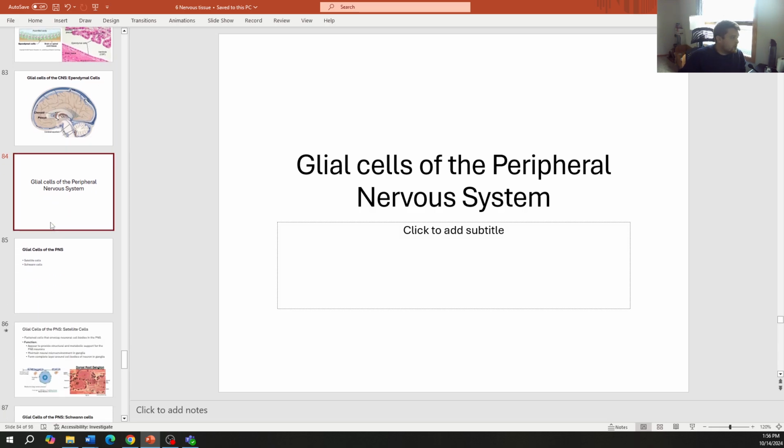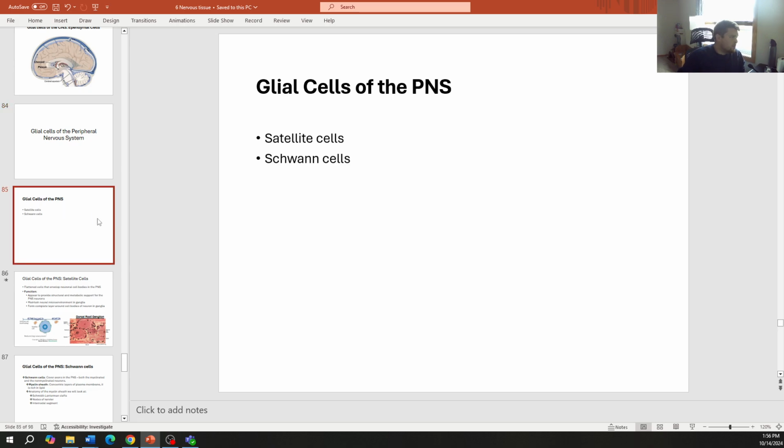Moving on to the peripheral nervous system glial cells, we have two that we want to talk about: satellite cells and Schwann cells. We mentioned satellite cells specifically when we were talking about ganglion.